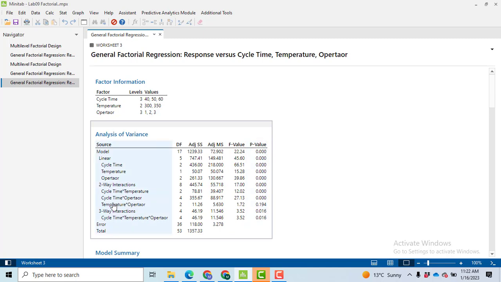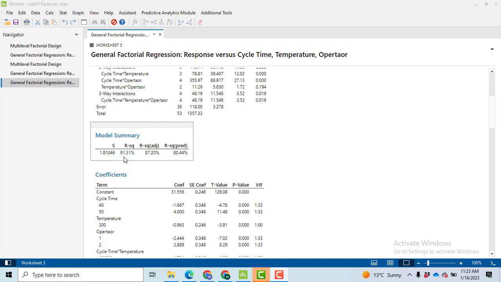No. Why? Because the three-factor interaction, that is the interaction of cycle time, temperature and operator, is found to be significant. It means that the combination of all three factors has a significant effect on the response variable. So when your highest-level interaction is significant, you can't delete the lower two-factor interactions or the linear terms from the model. Please remember that.